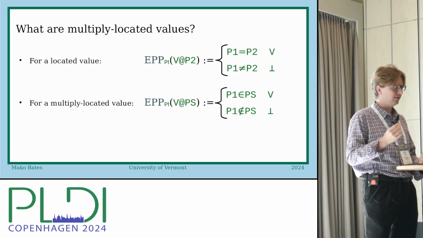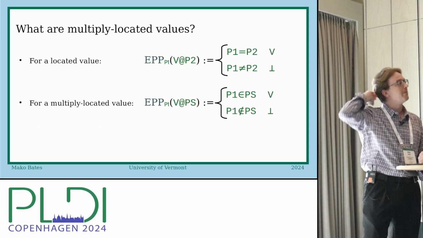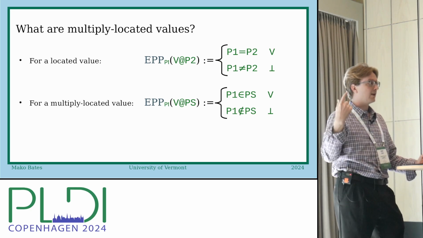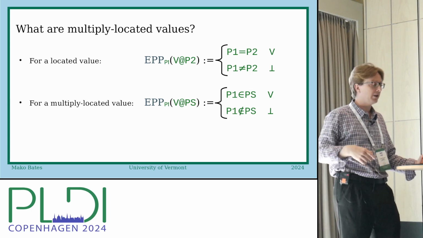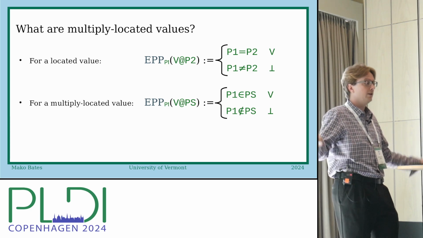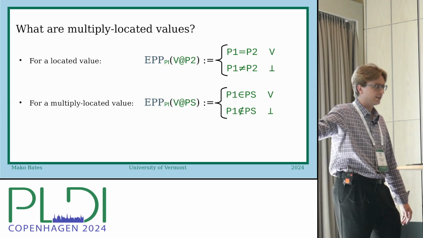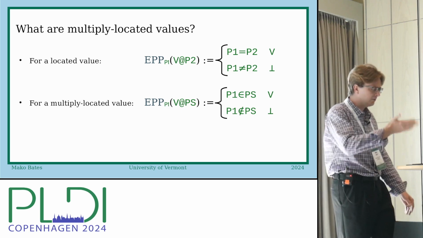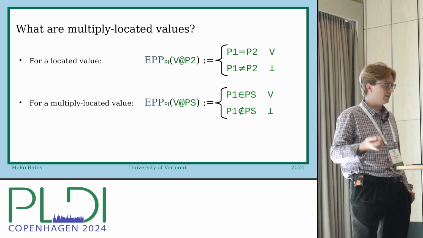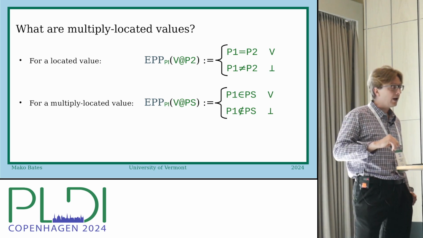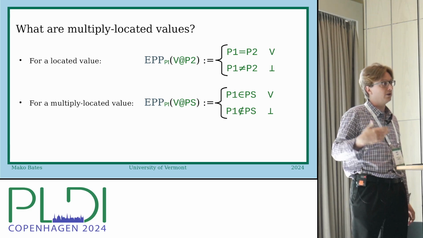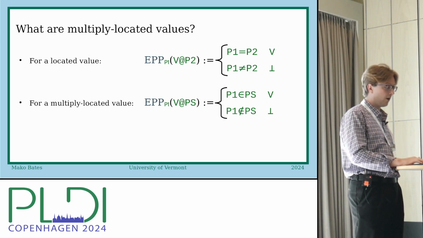We can make that a little bit more formal by talking about endpoint projection. So with a singly located value, it's got some party, in this case P2, that it's annotated with, and it will project to itself or not, depending on whether the party to which you're projecting is P2. A multiply located value works the same way, except that it's annotated with a list or a set, PS, and during endpoint projection, you're checking for set membership or list membership instead of equality.